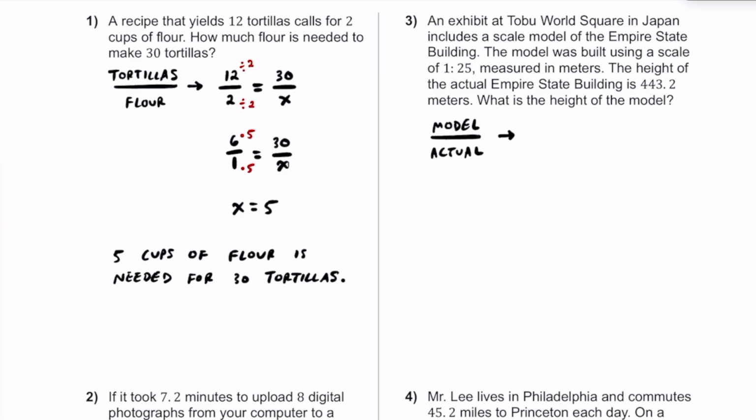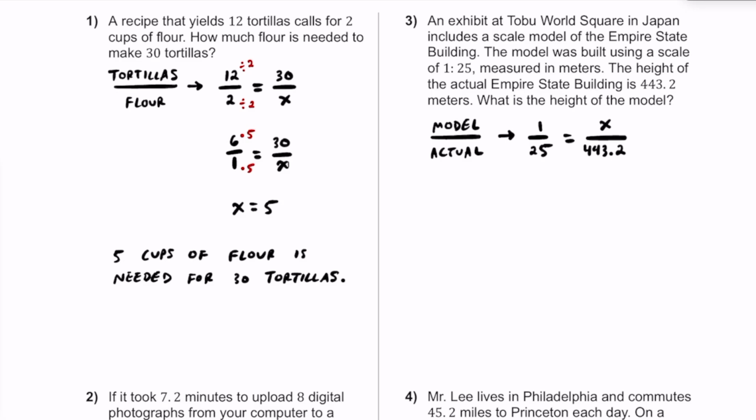We are told it has a ratio of 1 to 25. That's the scale here. So I'm going to go ahead and set up that first ratio for 25 meters in real life. We have 1 meter measured in the model here. So we have a 1 to 25 ratio. Now, as for the other side of this proportion, we know the actual measurement of the Empire State Building is 443 2/10 meters, and we don't know the height of the model, so we're going to use X to represent that.